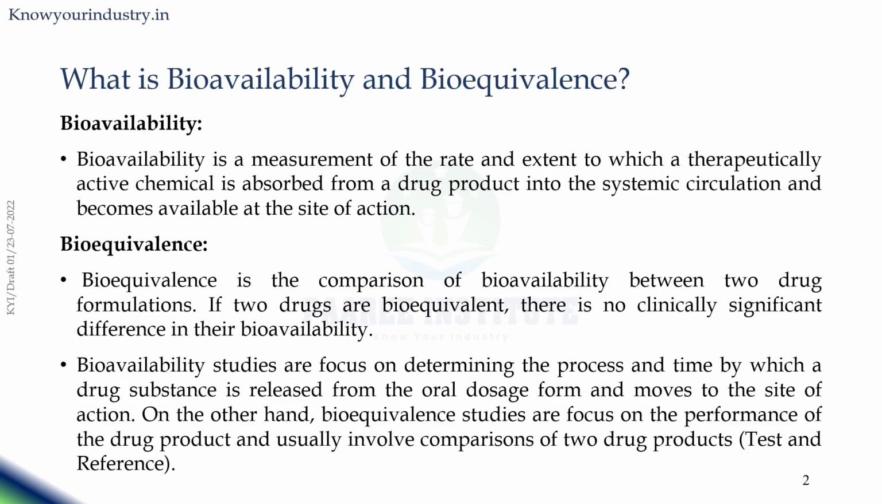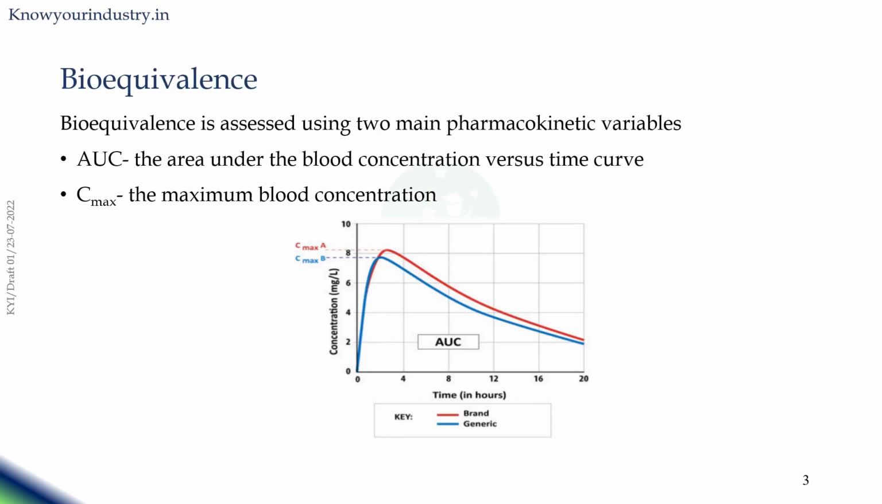Bioavailability studies are focused on determining the process and time by which a drug substance is released from the oral dosage form and moves to the site of action. On the other hand, bioequivalence studies are focused on the performance of the drug product and usually involve comparisons of two drug products, that is test and reference. Test product here is the generic product which is developed against the reference product which is already marketed in different countries. Bioequivalence is assessed by using two important pharmacokinetic parameters, that is the Cmax and the AUC.